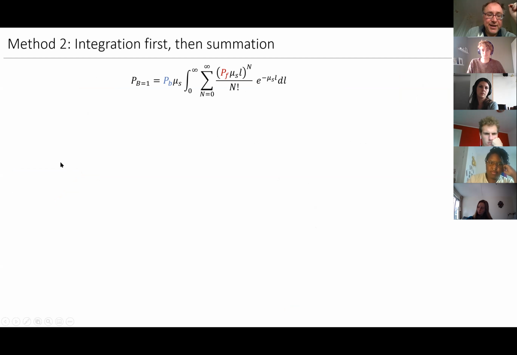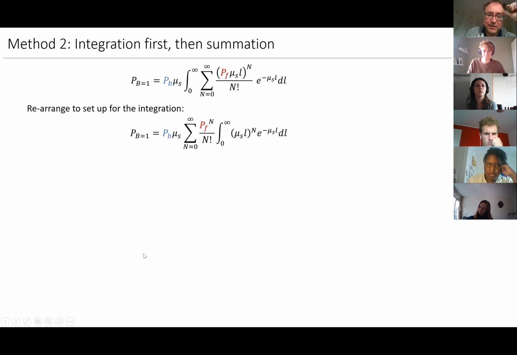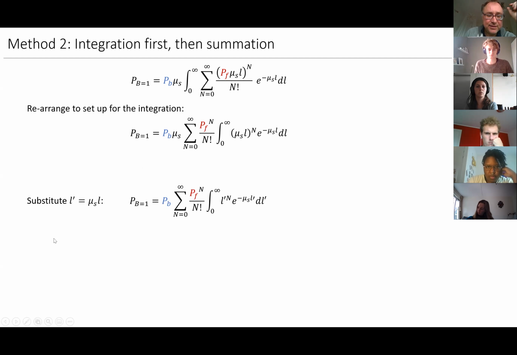Of course, just to check, we could do it the other way around as well. We could do the integration first and then the summation. That is also not that complicated. So we can rearrange that a little bit to have the summation out and the integral within. This integral too, we can inspect, and we can also see that this has a standard form. First we do a substitution. L prime is mu s times L, so basically making it dimensionless.